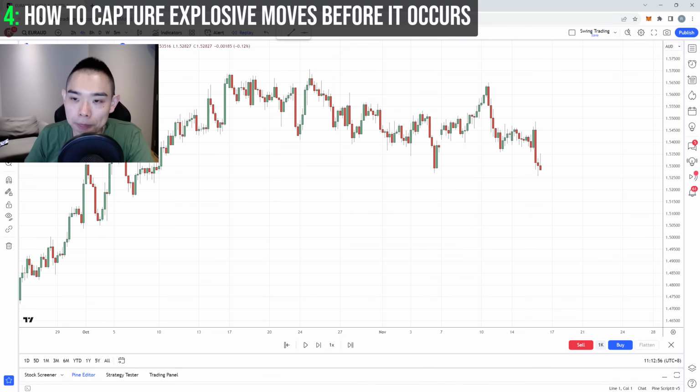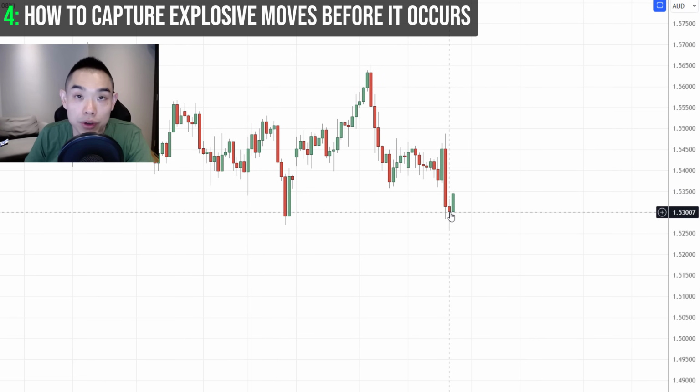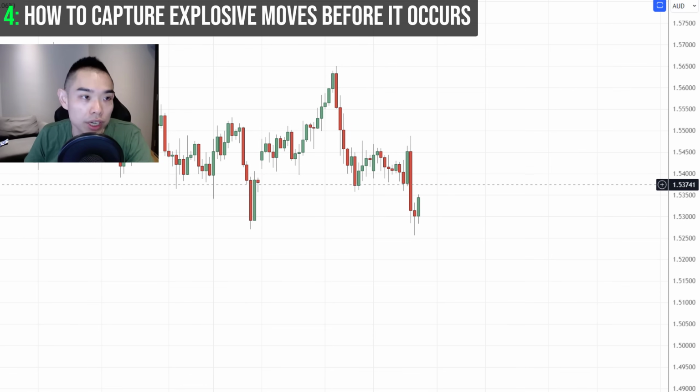Okay, so now we have a slight bounce over here. Boom, there's another. Now we have this bullish reversal candle. This is what we call a bullish engulfing pattern, as this candle has engulfed the body of the previous candle. So at this point, you can look to go long on the next candle open.